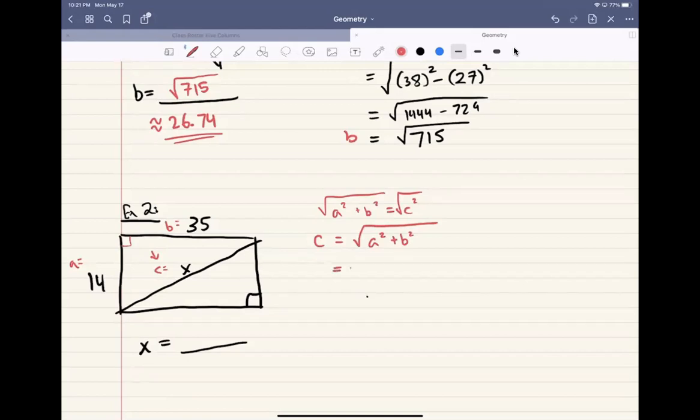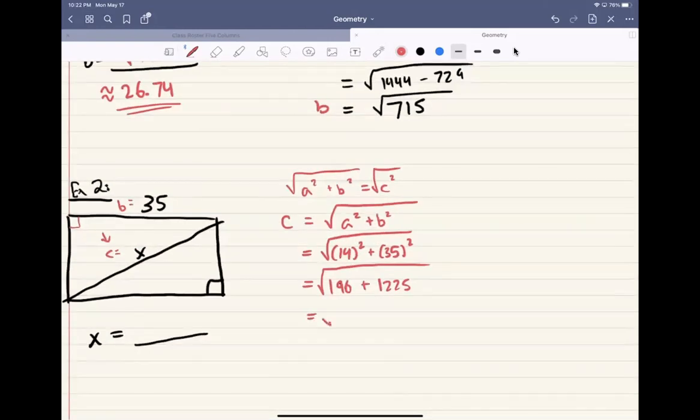What's our A? Our A is 14, so we're going to have 14 to the power of 2 plus 35 to the power of 2, because 35 is B. Let's see what happens when we plug in those numbers. 14 times 14 is 196, plus 35 squared, which is 1225. We add that plus 196, and this is going to give us 1421. Okay, we have 1421 as our answer, which is a big number.